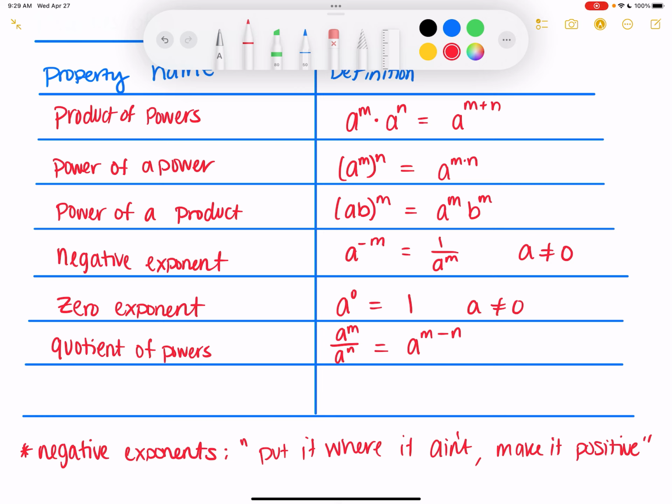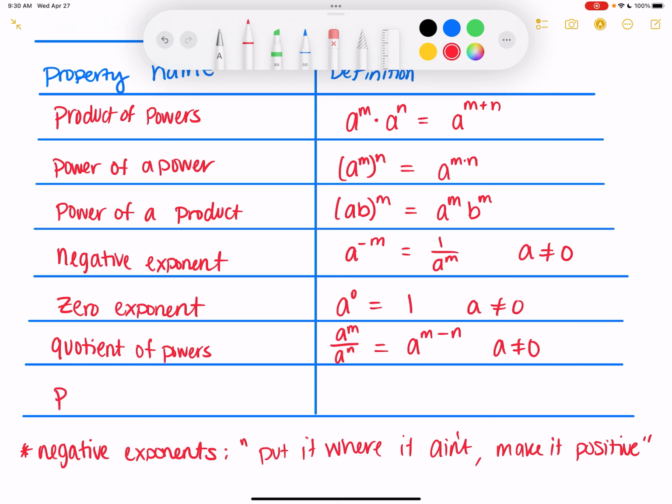So the opposite of the negative exponent thing applies as well. If it was on the bottom and you want to move it to the top, you have to make it negative to move it, if it was positive. So that's why the quotient of power rule works. And again, we still have a not equal to 0 for this one.